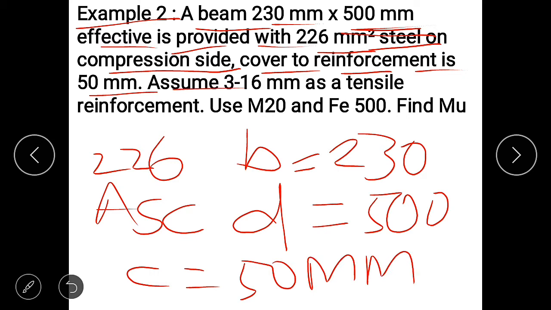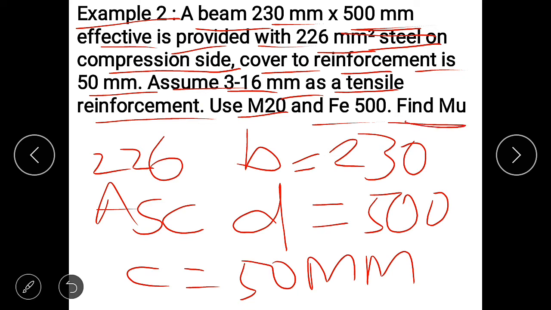Assume 3 bars of 16 mm diameter are provided as tensile reinforcement in the tension side. How to calculate AST, area of steel in tension side? AST is equal to number of bars into pi by 4 into d square. So number of bars is 3 into pi by 4, diameter is 16 square. Use M20 and Fe 500. The grade of concrete is M20 and the grade of steel is 500.